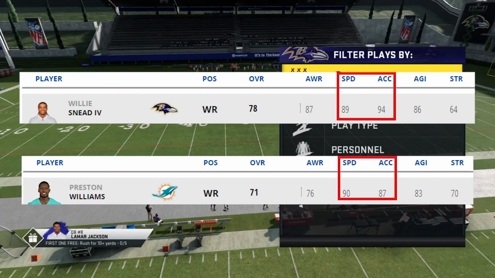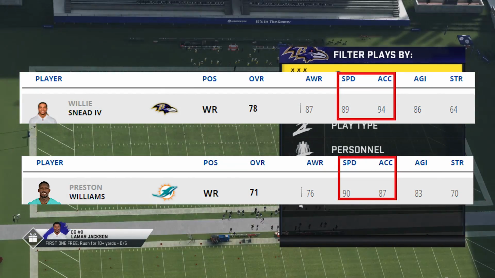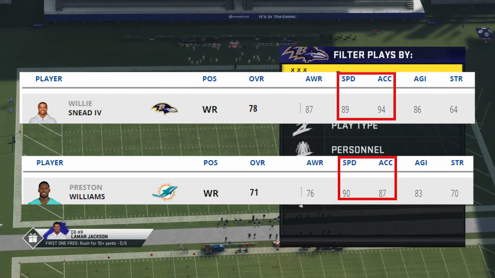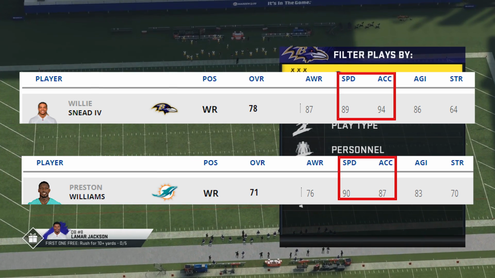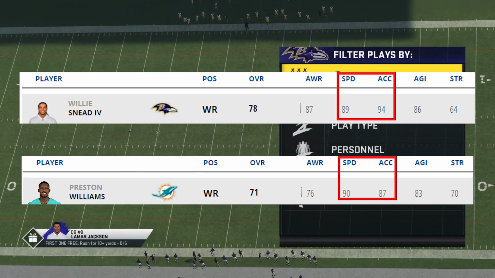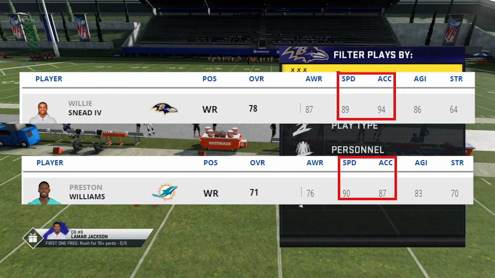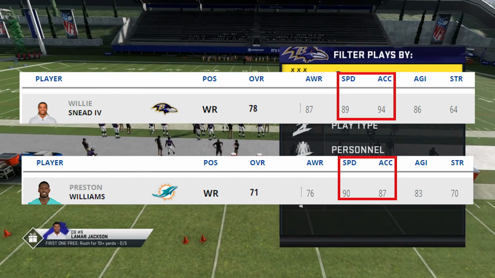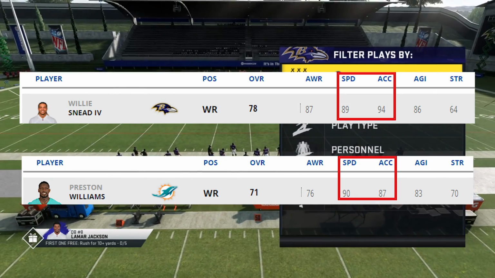If you had to pick between wide receivers Willie Snead and Preston Williams for your team, and all their skill ratings were exactly the same, other than their speed and acceleration, who would you pick? Willie Snead has 89 speed and 94 acceleration, while Preston Williams has 90 speed but only 87 acceleration.